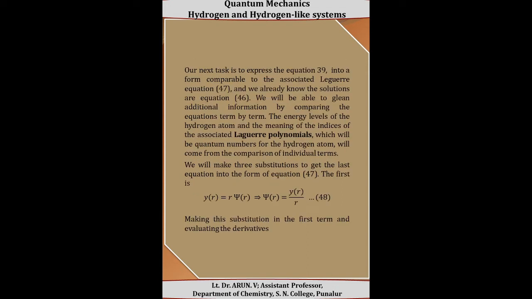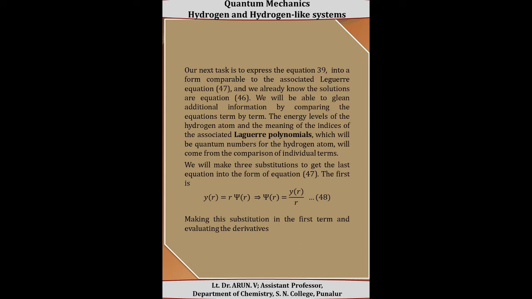Then our next task is to express the equation 39 in a form comparable to the associated Laguerre equation 47, and we already know the solutions of equation 46. We will be able to glean additional information by comparing the equations term by term: the energy levels of the hydrogen atom and the meaning of the indices of the associated Laguerre polynomials, which will be the quantum numbers for the hydrogen atom. Then we will make 3 substitutions to get the equation in the form of 47.